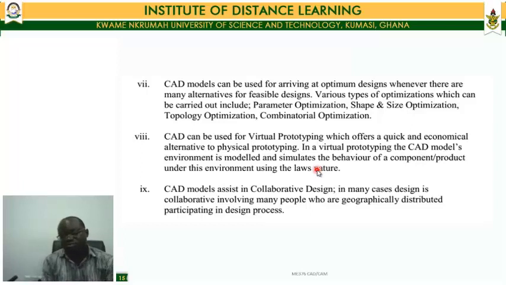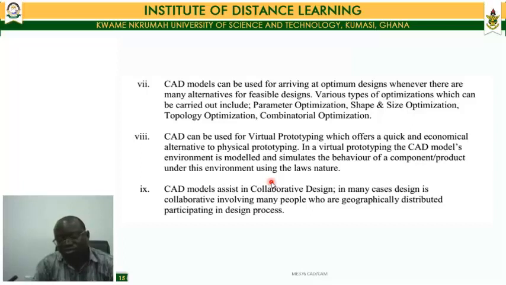Then you put the system conditions of that part to the drawing, and so you assign the drawing the material properties, and then you will see how the drawing will behave on the screen. So now the drawing is representing the model. So you actually simulate the behavior of the component or product under this environment using what we call the laws of nature. Of course, you use the laws of physics.